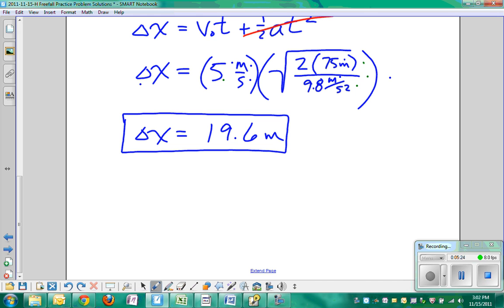All right, so the log has to start about 20 meters away so that in the amount of time it takes for the rock to fall 75 meters, approximately 4 seconds, it will have moved 19.6 meters, so that it's directly under the rock as it falls.